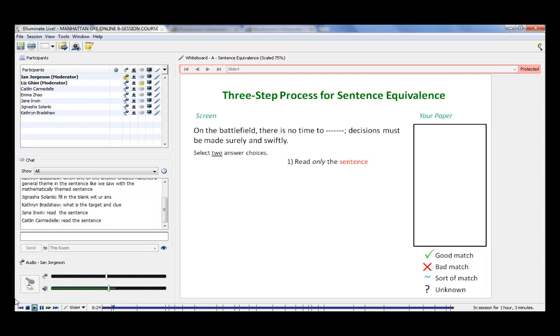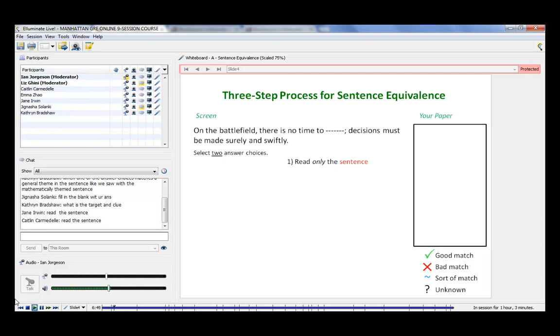And that means I would advise, and as silly as this sounds, it's something that I do on the day of the test, when you get a new problem, put your hand up on the screen and cover up the answer choices. Don't let yourself get influenced by them too early. Okay, so let's look at this sentence. On the battlefield, there is no time to blank; decisions must be made surely and swiftly.